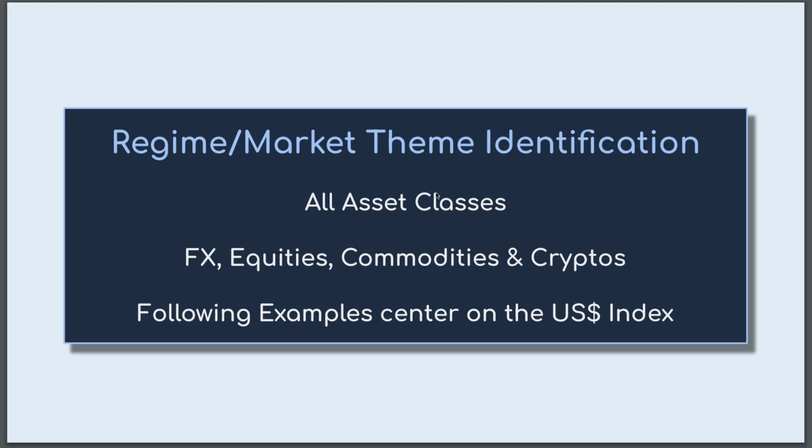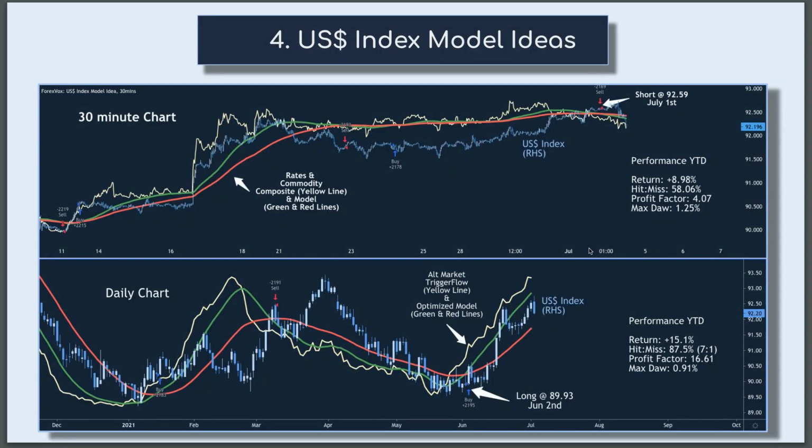In all asset classes, FX, equities, commodities, and cryptos, the following examples will be centering on the US dollar. Not just foreign exchange, but I will concentrate on the US dollar today just for example purposes. So starting off, showing two model ideas that I look at constantly. I typically publish these on a daily basis, though they're not short-term charts. It's something just to be aware of on a continuing basis.